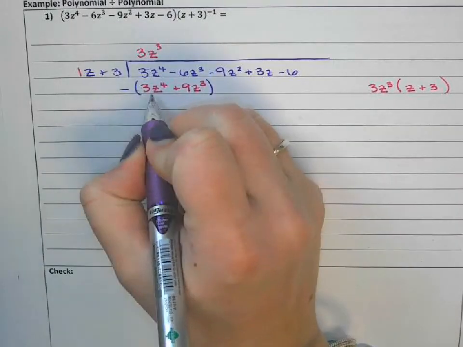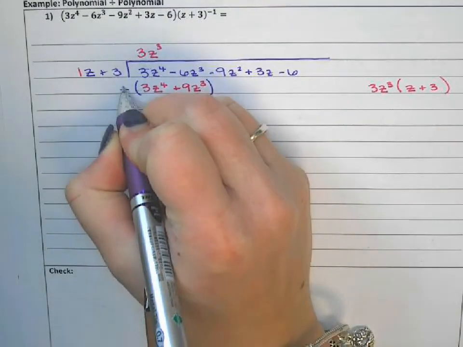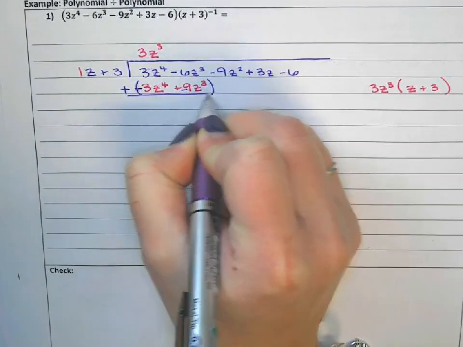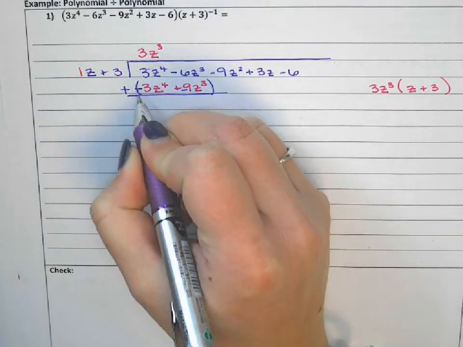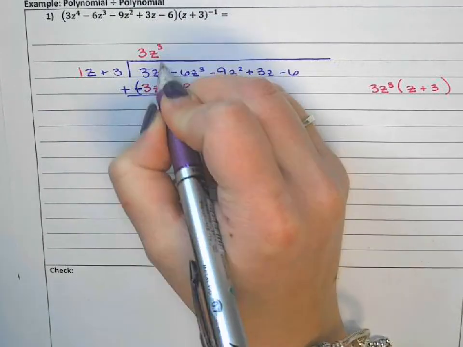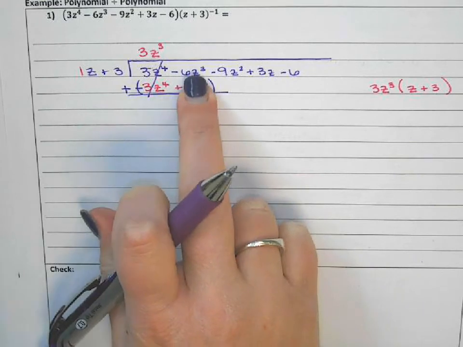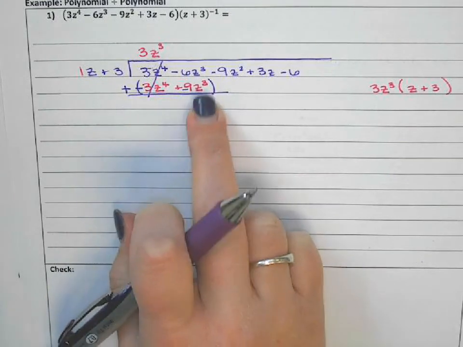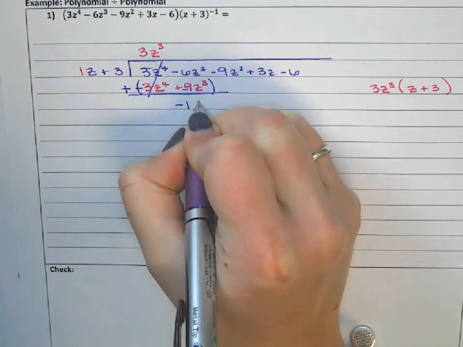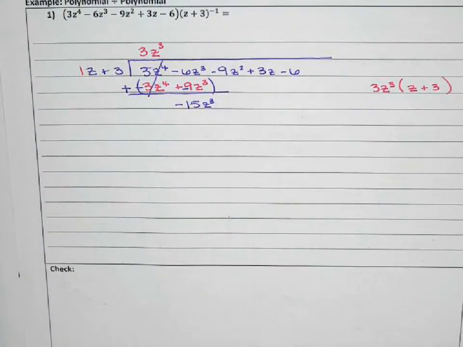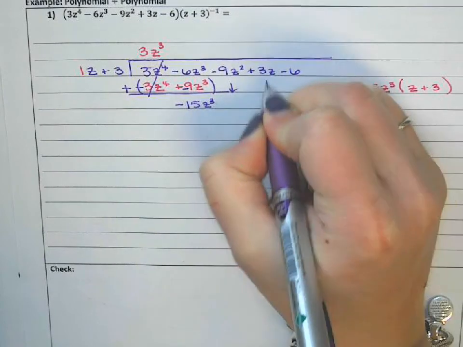Okay, so the subtraction sign distributes. Instead we're going to add a negative here and a negative here. Positive 3z to the 4th minus 3z to the 4th cancel. Negative 6z to the 3rd minus 9z to the 3rd is negative 15z to the 3rd. Keep bringing everything else down.